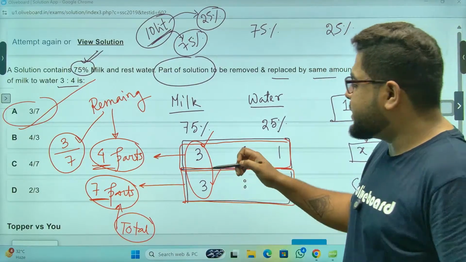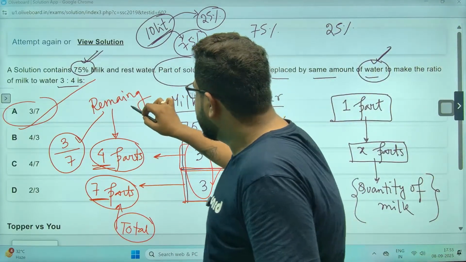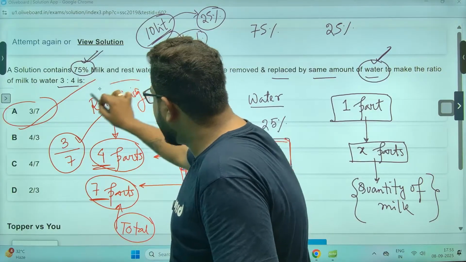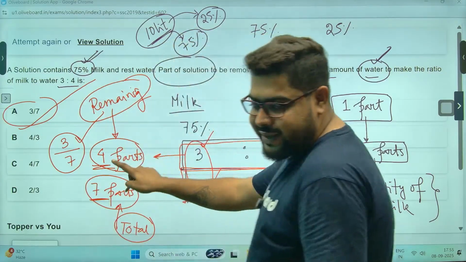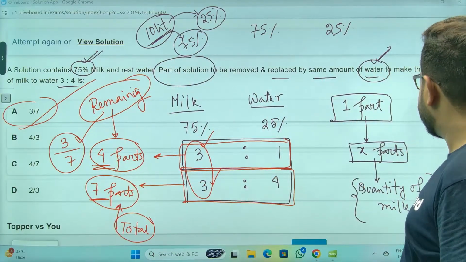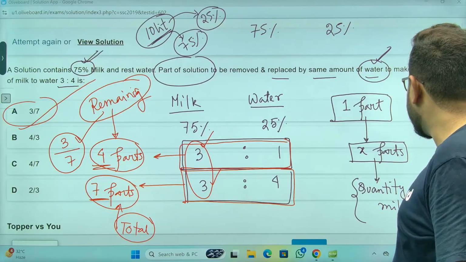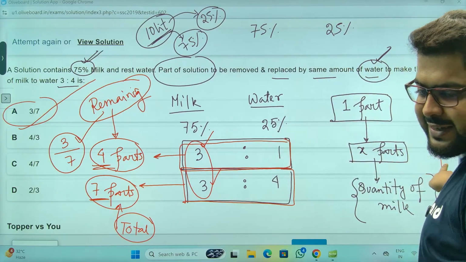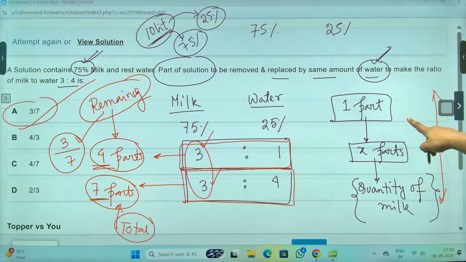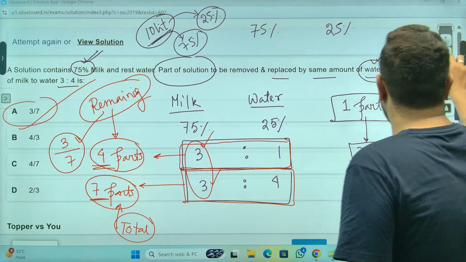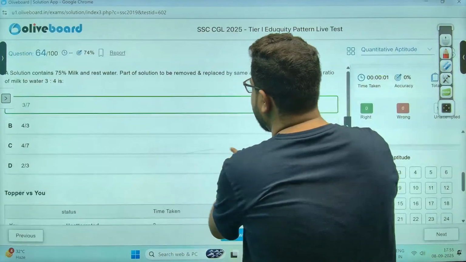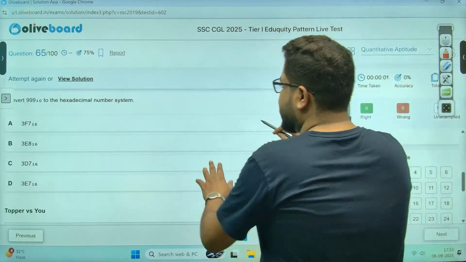But again, now you might say, sir, why are you taking the remaining? So for that, just make this equation. You will automatically get the answer to this question in one line. This is very, very simple. Clear, sir? Chalo, moving on. Next one.